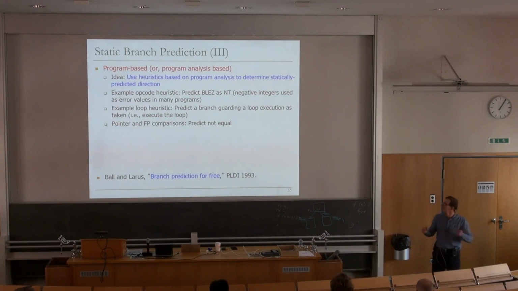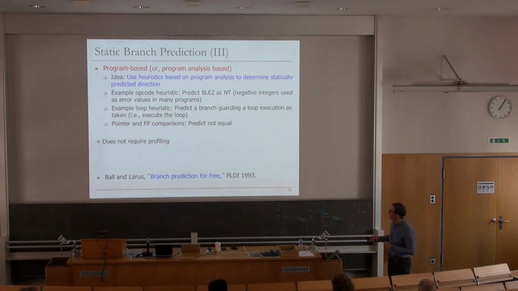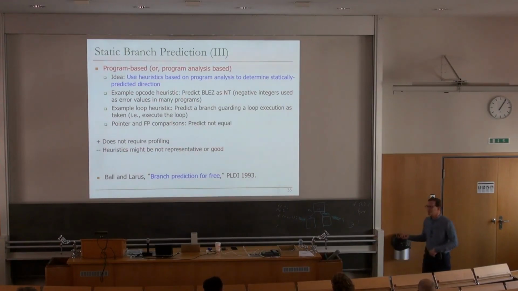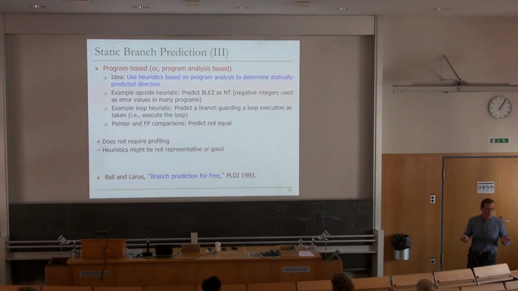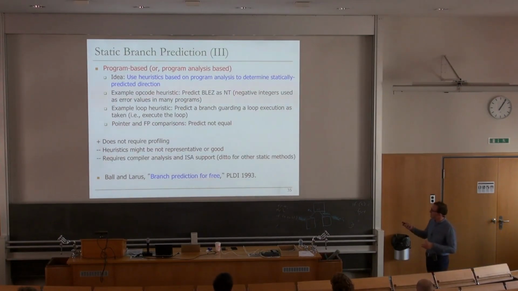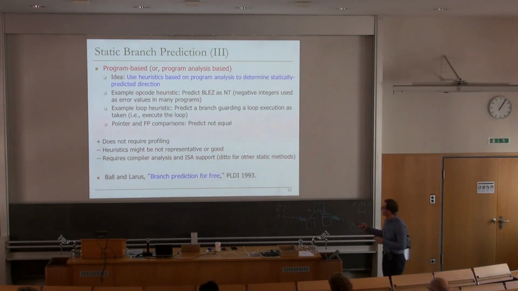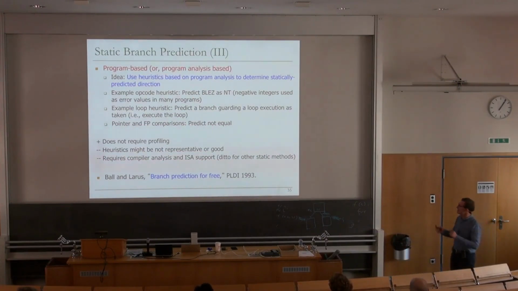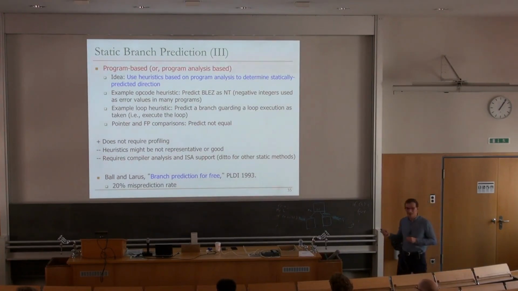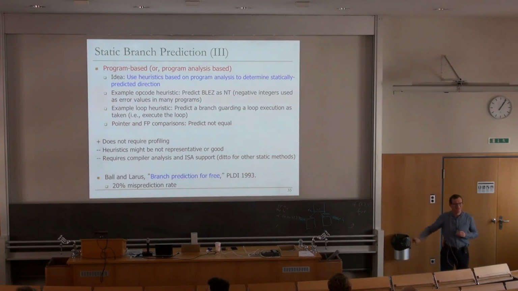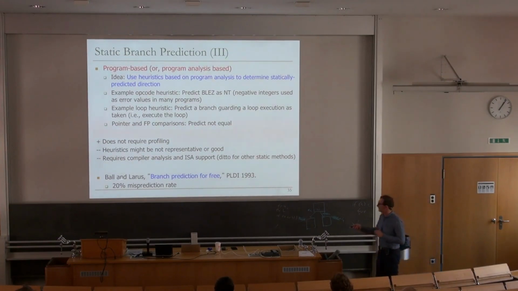Usually pointers don't match. Okay, the big advantage over here is this doesn't require profiling. Of course, the big downside is heuristics might not be representative or good. It also requires compiler analysis and ISA support, but that's true for other static methods that are per branch, I should say. And this paper showed that they could get a 20% misprediction rate at that time with these methods, which is really interesting, I think. I'm not sure if that's true at this point. If somebody repeats this study, I'm not sure if you will get 20%.